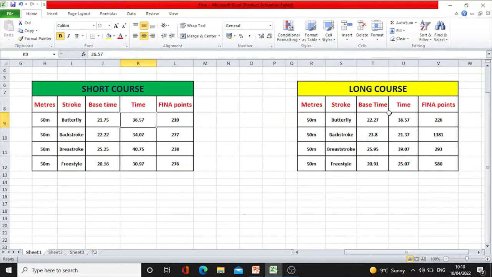In a short course pool and a long course pool, the base times are slightly different. In a long course pool, the base time is usually slower than a short course pool. Let's move on to 50 meters backstroke. The base time for 50 meters backstroke this year is 22.22 seconds. And this person has got 34.07, which is slower than the base time, which means he has points which are lower than 1,000. He has earned 277 FINA points.